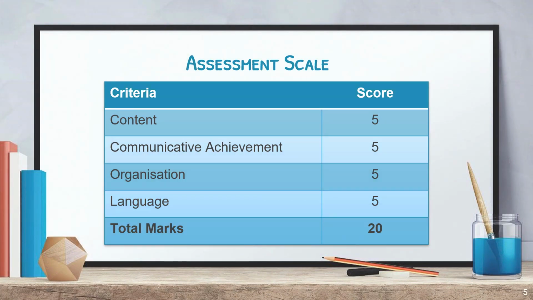Okay, let's look at the assessment scale. The criteria that the examiner will be looking at is content, communicative achievement, organization, and language, which all carry 5 marks each, and the total marks is 20. Now, when we're looking at content, the examiner will be looking at the fulfillment of the task.